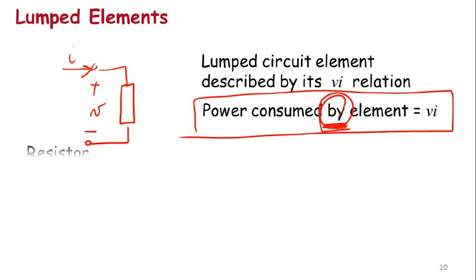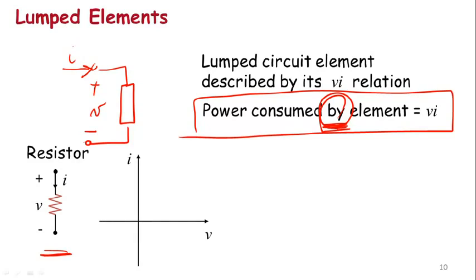To continue with the resistor, my resistor is a lumped element, and I can describe it with a voltage V and a current I, and I can also plot the values. For the resistor, the VI relation is given by I equals V divided by R, where R is the resistance property of this resistor. So this element is characterized by its IV relation, I equals V divided by R.